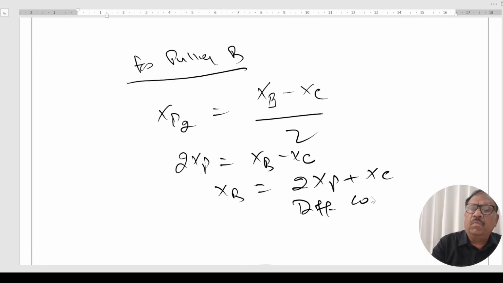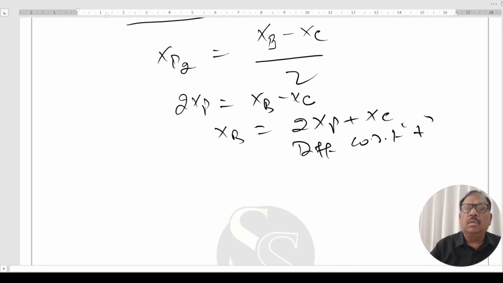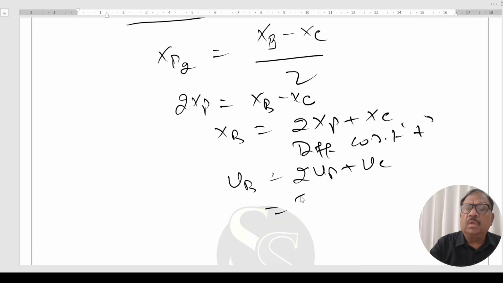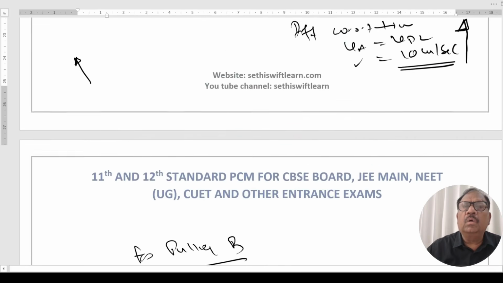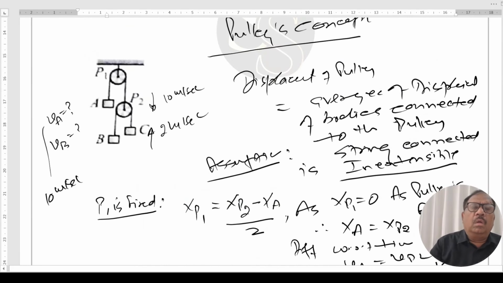Differentiating with respect to time, we get VB equal to twice VP plus VC. 2 into 10 plus 2, 22 meter per second. This will go downward. VB is 22 meter per second downward.